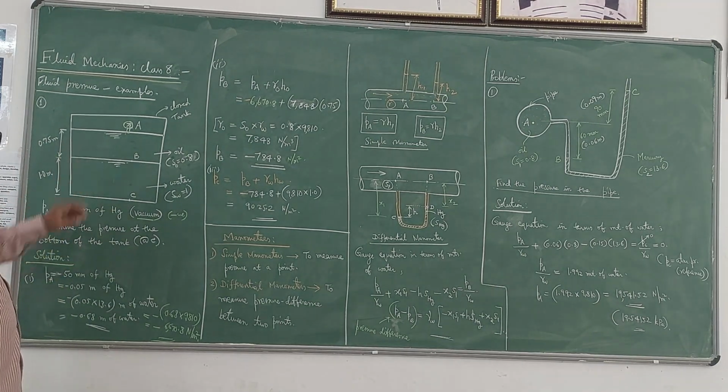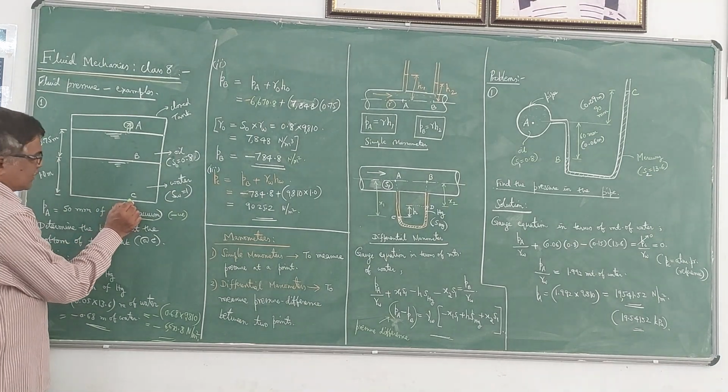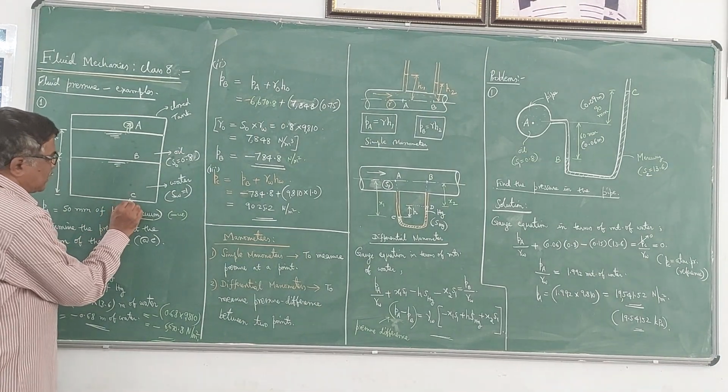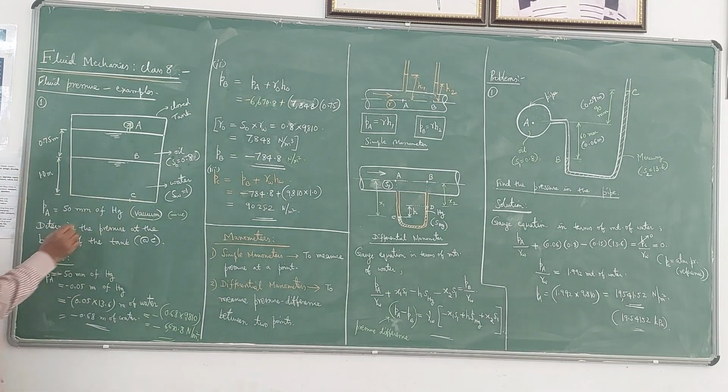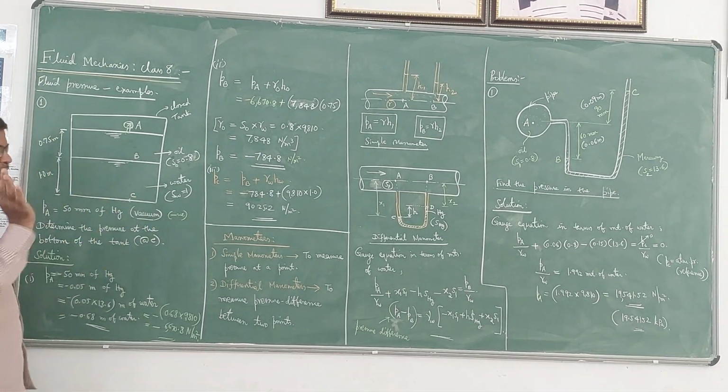So here the question is, what is the pressure at the bottom of the tank? That is at the point C. If you take a point at the bottom C, we have to determine the pressure at the bottom of the tank, that is at the point C. That is the question here.